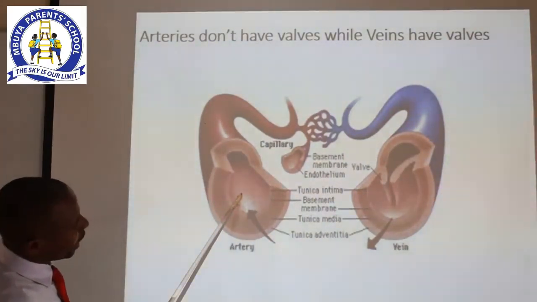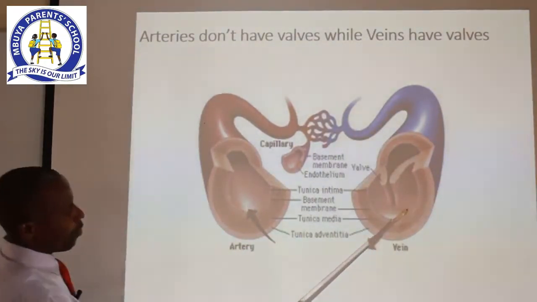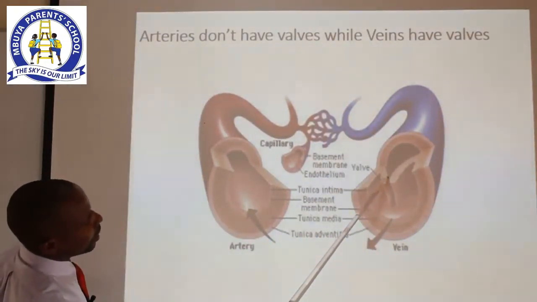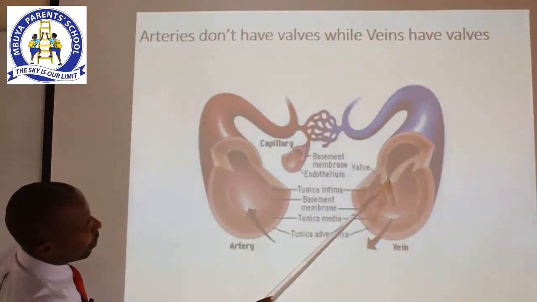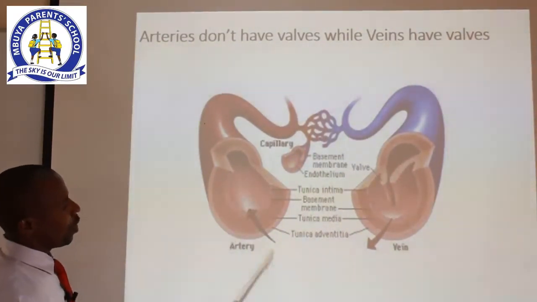This one is an artery. This one is a vein. The vein has, these are the valves we are talking about. The vein has these valves, but this one, there are no valves.